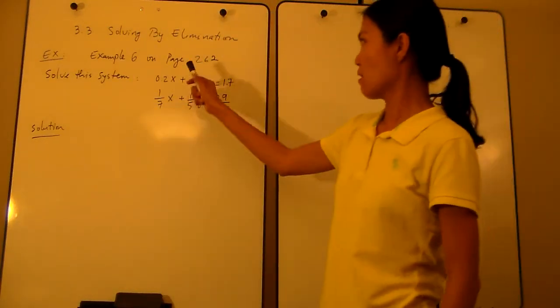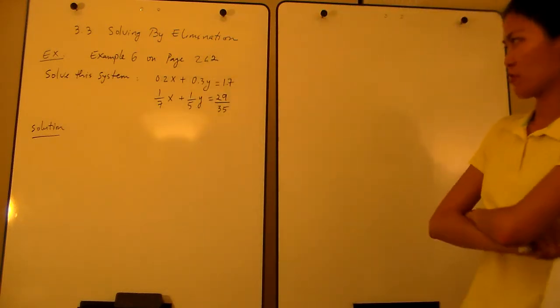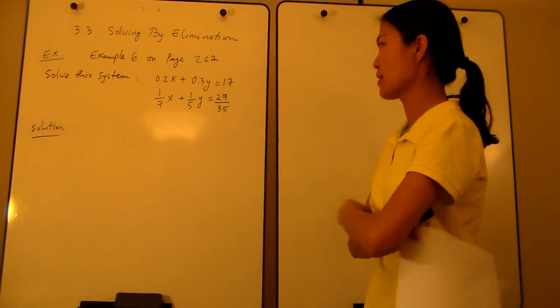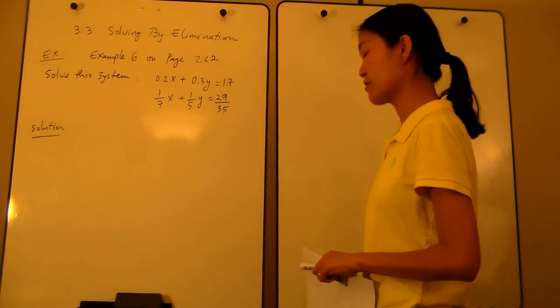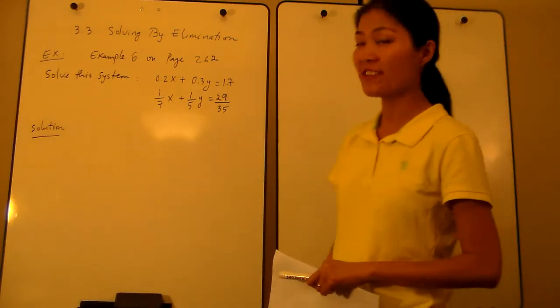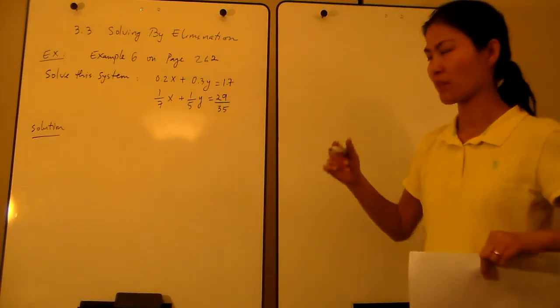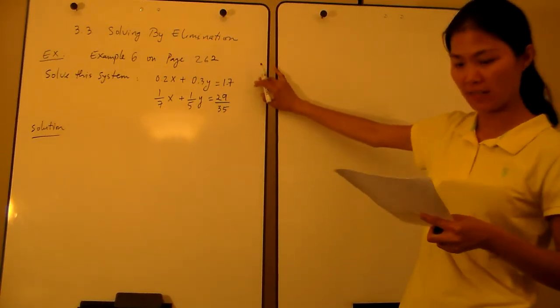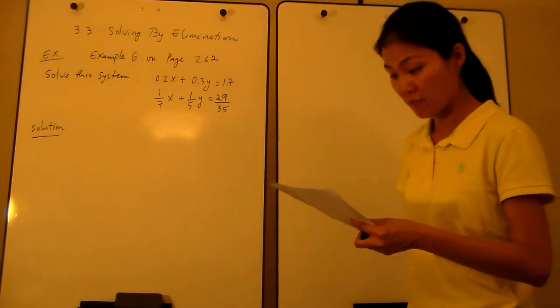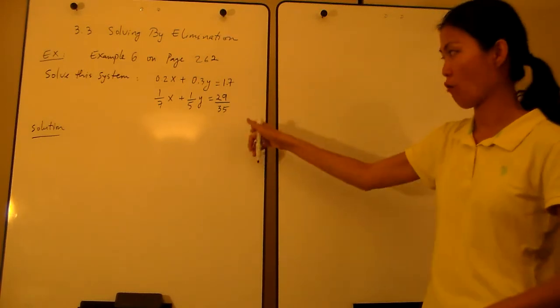Okay, for this example, you can find it on page 262, example 6. Solve the system of two equations. This time you have decimal coefficients and a decimal constant. Not only that, you also have a fraction in the second equation. So what do we do? We need to clear any decimals, right? That's number 2. If you read the elimination method step by step, it says clear any decimals or fractions.